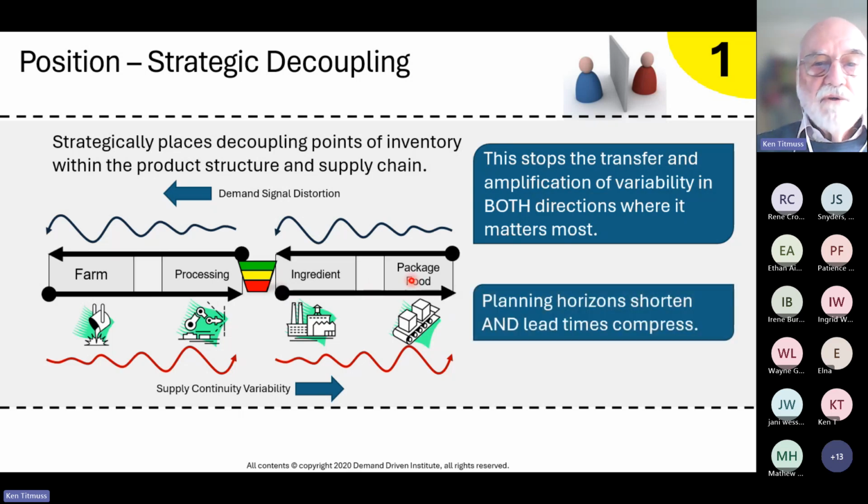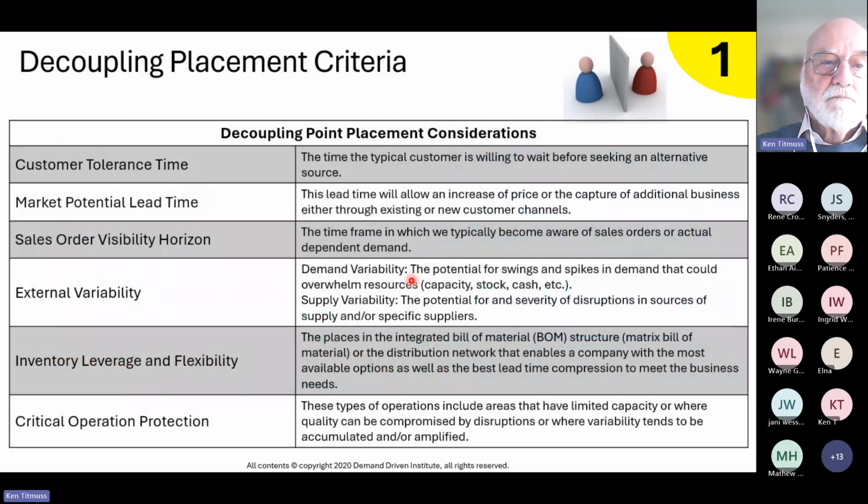But there's another huge benefit: now we're shortening planning horizons. So the planning horizons are only between buffers within the supply chain. And so it makes it a lot easier to do planning. I'm not going to go into this in detail; if you come on the other courses, we cover it, but we have 6 decoupling point placement considerations as to where we're going to put inventory in our supply chain.